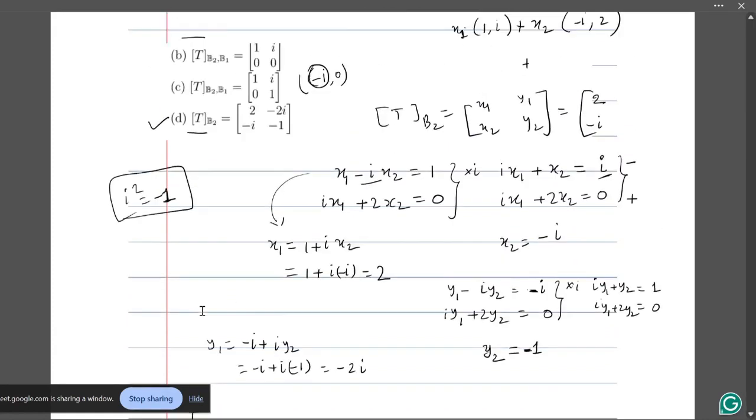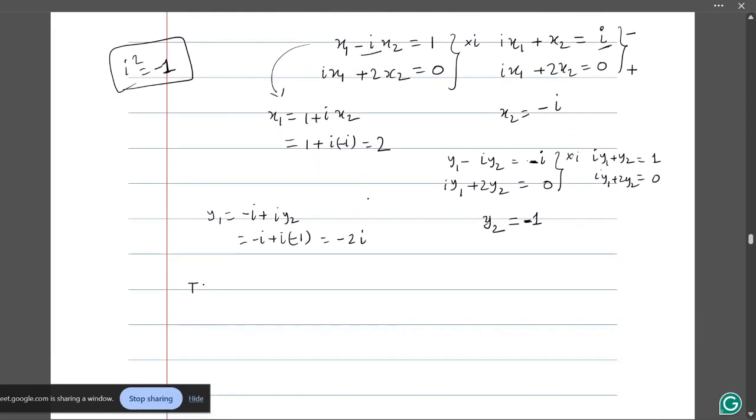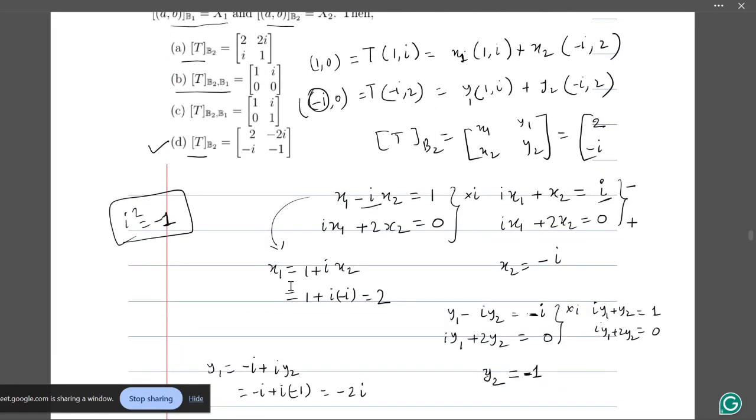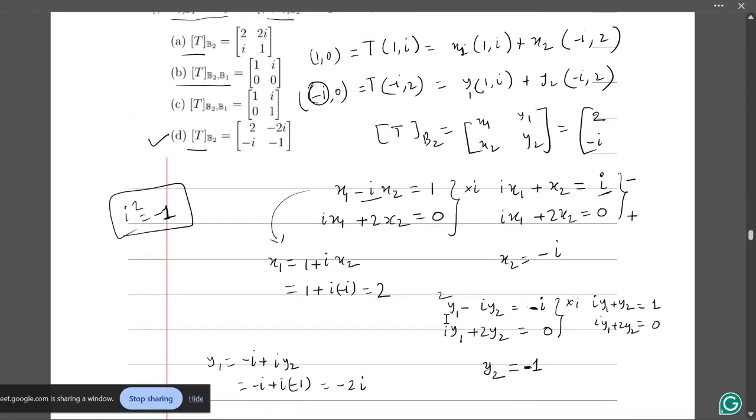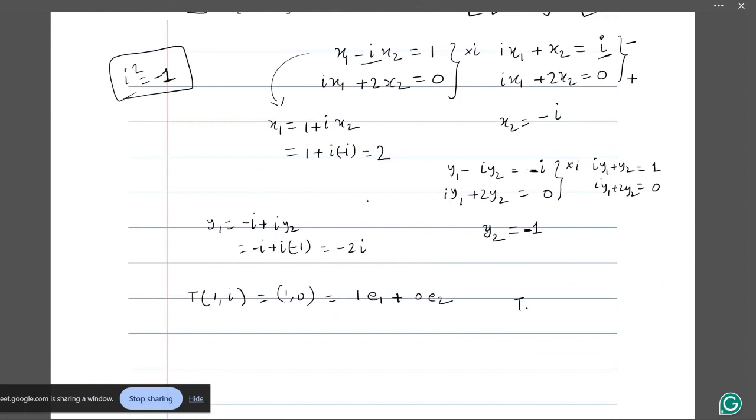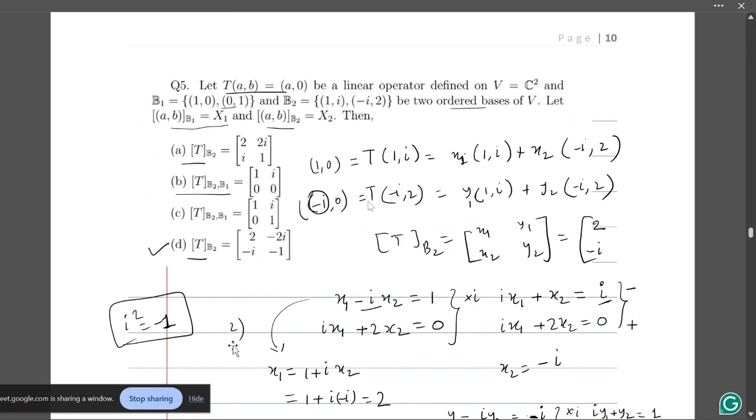B of (1, i) is equal to, in coordinates, we get (1, 0), and this is 1 e1 plus 0 e2, the standard basis. Your first column is nothing but (1, 0). So this is just the first column, we are getting (1, 0). So let's calculate the coordinates of (-i, 2).